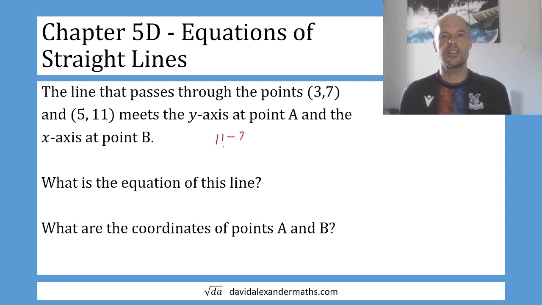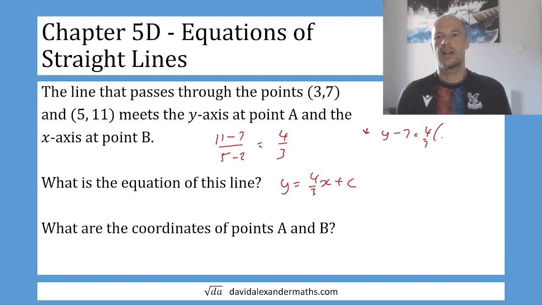So 11 change in y over the change in x. So 11 take away 7 is 4, 5 take away 2 is 3. So it's going to be y equals 4/3 x plus c. I'm going to run out of space, so I'm just going to write up here. So I'm going to do y take away the y value, 7, equals 4/3 times x take away the x value.